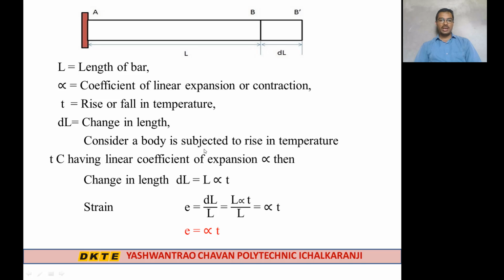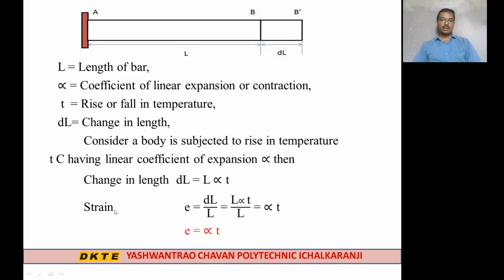Consider a body subjected to rising temperature T degree centigrade, having a linear coefficient of expansion alpha. Therefore, change in length dl is directly proportional to L alpha T. Change in length is equal to L alpha T. This is the standard formula when a body is subjected to heat, where L is the length of the rod, alpha is the linear coefficient of expansion, and T is the rise in temperature.